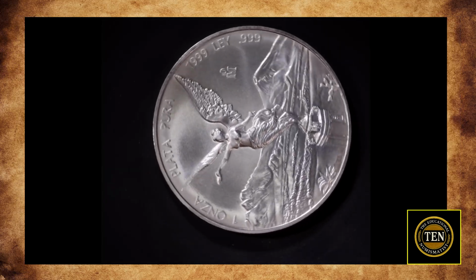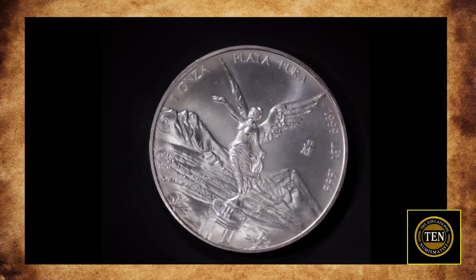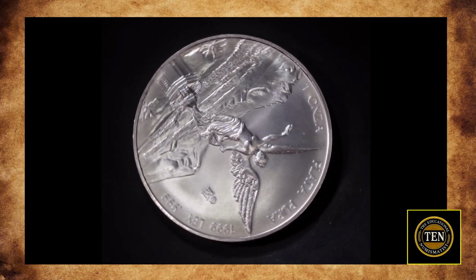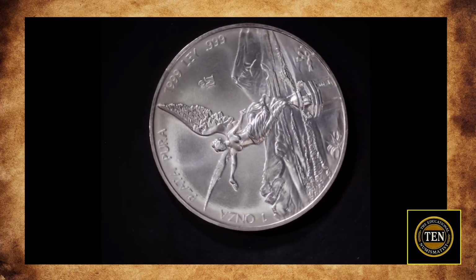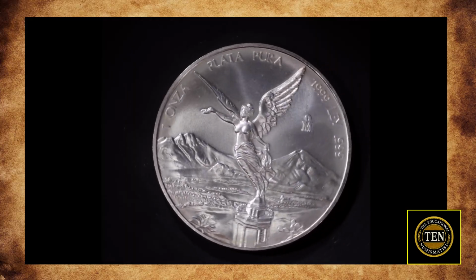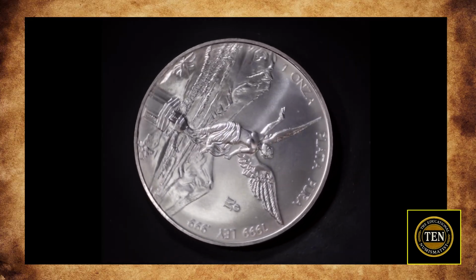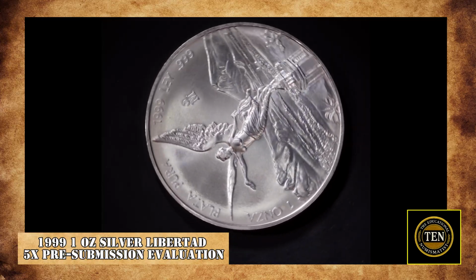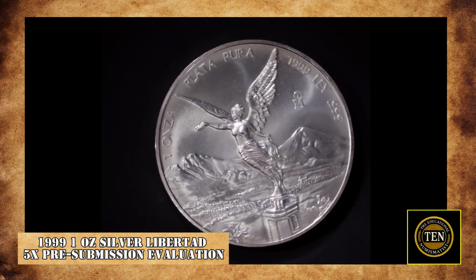This is a 1999 1-ounce silver Libertad. Considered a key modern date. Second lowest mintage of the series at 95,000 coins. Under directional light, the luster appears strong. Fields look orderly. Frost remains intact. At arm's length, this coin presents very well.